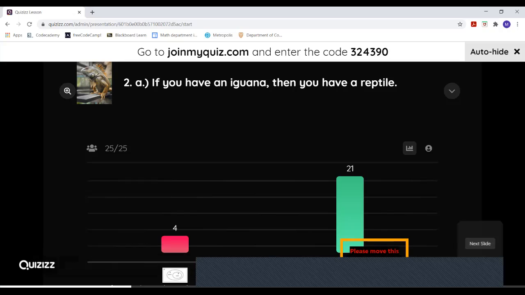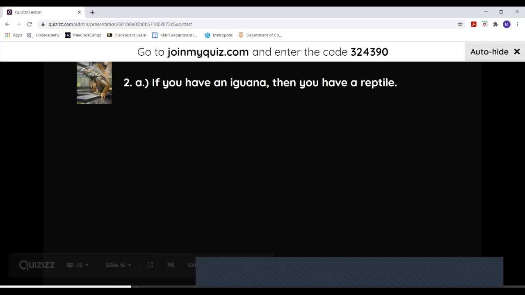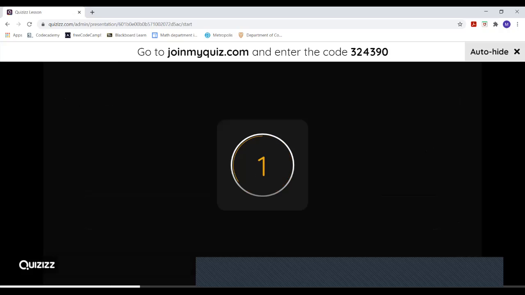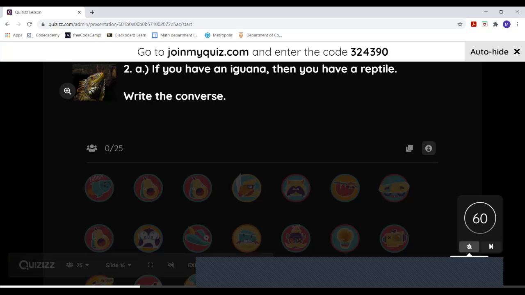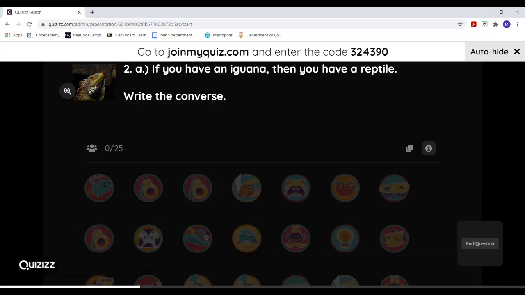Oh, wait, are we in part 2 now? Okay, so part 2, it has that little box for you to draw a Venn diagram up top. This one, I don't feel like the structure is too confusing. The next thing we're going to want to do is write the converse. So again, if you have an iguana, then you have a reptile. Converse, inverse, and contrapositive. We're going to write all 3 of those things eventually. But now we want to write the converse.